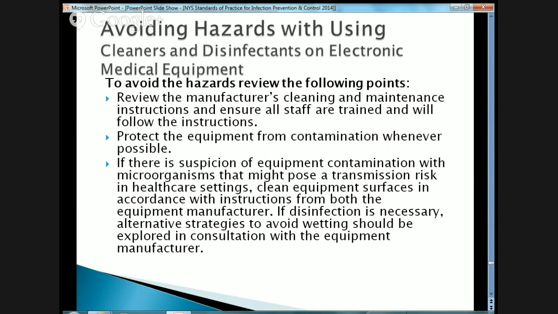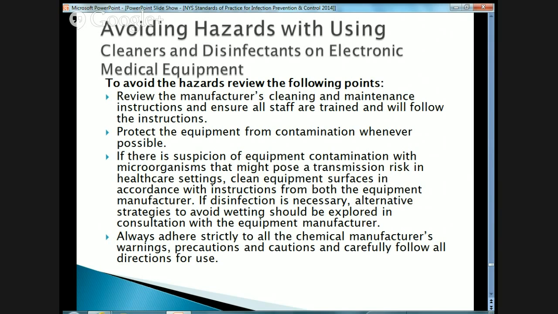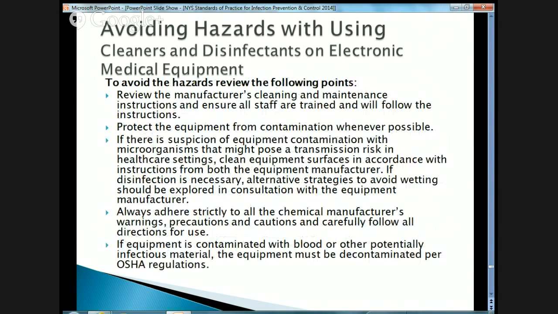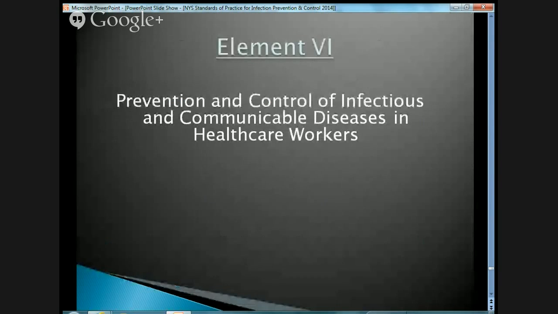Avoid hazards. Review the following points. Review the manufacturer's cleaning guidelines. Protect the equipment from contamination. If you think the equipment is unsterile, then you need to make sure that it is, and if you send it back to the manufacturer, disinfect it before you send it in. If equipment is contaminated with blood, make sure it's cleaned off.